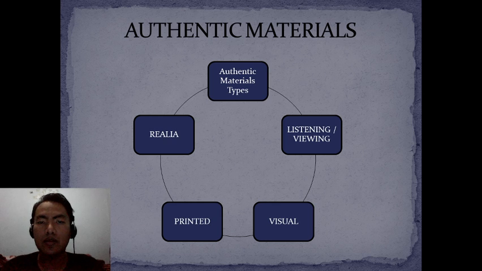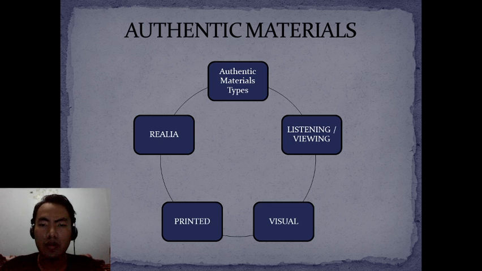And then the third and the last principle in EFL teaching, which is the kinds of teaching materials that can be applied in EFL teaching. In this video, I would like to explain about authentic materials. Authentic materials is a teaching material that connects with real life in implementation. There are four types of authentic materials. The first is listening or viewing, or usually known as audiovisual material, the visual material, printed material, and realia.